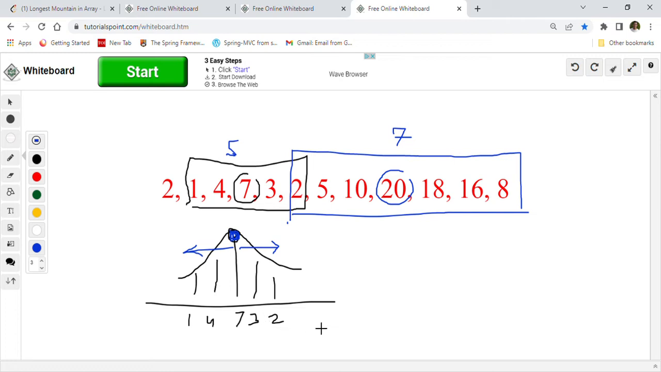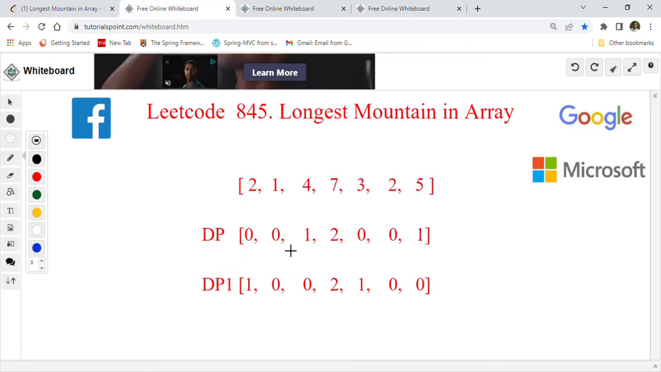This logic we can use to solve this problem. How we can solve it is, we will do two passes. How will we do it? In one pass we will go in this direction, starting to end, and in another pass we will go from the end to the start. And then we will populate two types of DP arrays. So now let's go into this first pass.